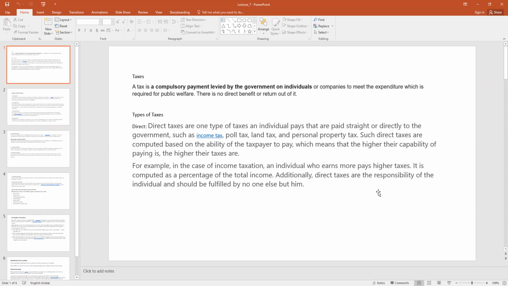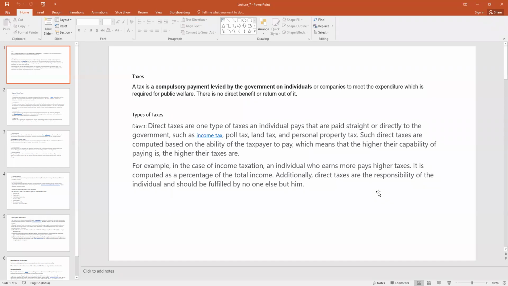If you take the example of income taxation, an individual who earns more pays higher taxes. It is computed as a percentage of the total income. If it is 5% for 2,50,000, then when they move to 5 lakhs, it will be 10%. When they go to the next slab of more than 10 lakhs, they move to 30%. Then when they go for more than 15 lakhs, they'll go for another slab. Like that, the slab will be more, and the percentage also.